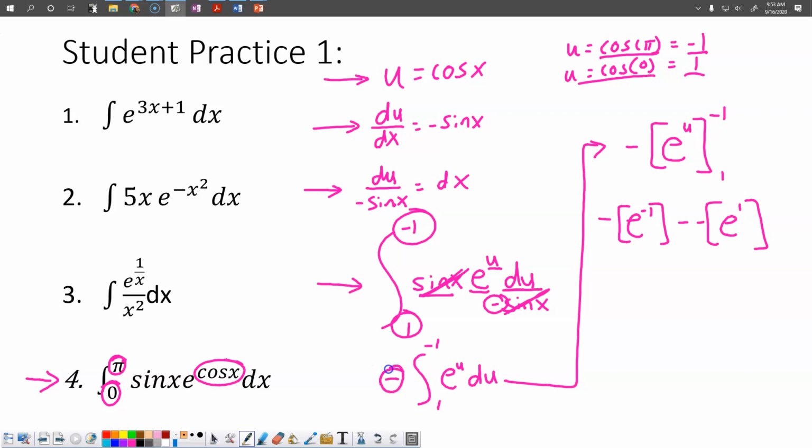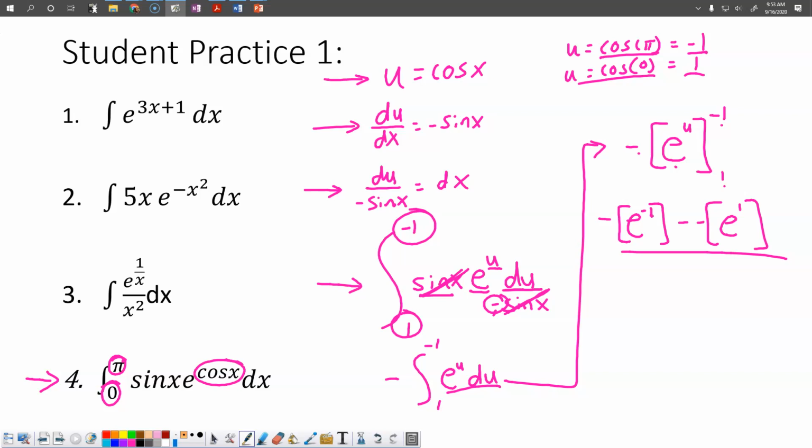So we have the negative in the front, because when we took the derivative of cosine, we got negative sine, and so that kind of came out there. And then we've also changed our limits. So at this point, we're ready to integrate. The integral of e to the u is e to the u. We have the negative in the front, and then we have our two limits of negative 1 and 1. We go ahead and do the fundamental theorem of calculus. So we have negative e to the negative 1 minus negative e to the positive 1.